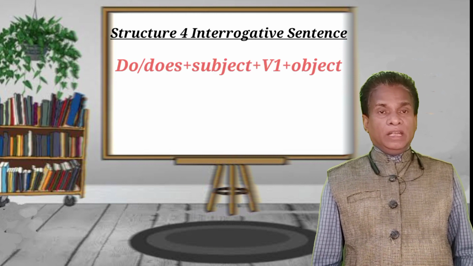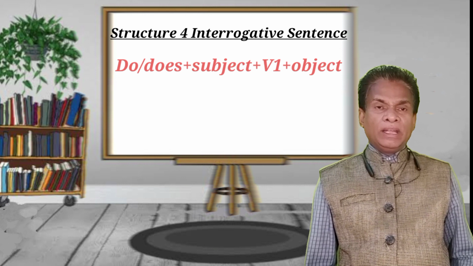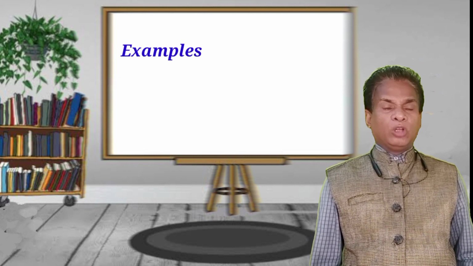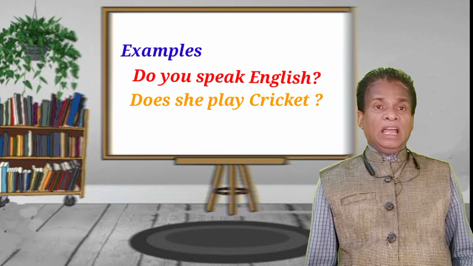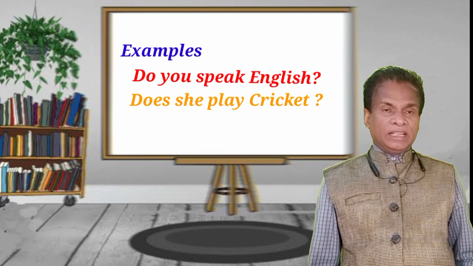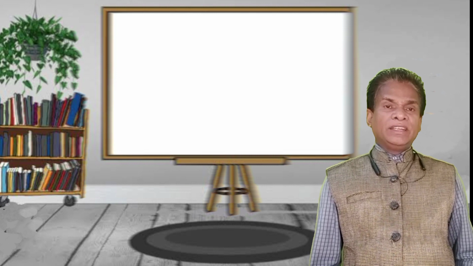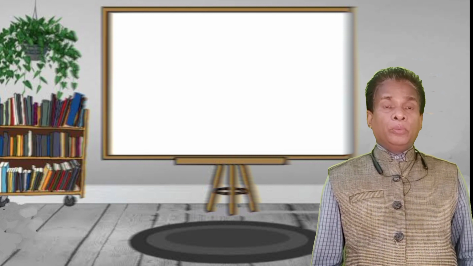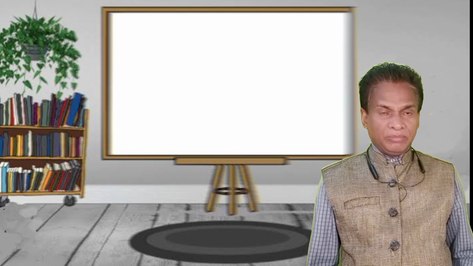Now, interrogative sentence. Structure: do/does plus subject plus V1 plus object. Do you speak English? Does he play cricket? These are interrogative sentences. Such a sentence which contains a yes or no answer is called an interrogative sentence.